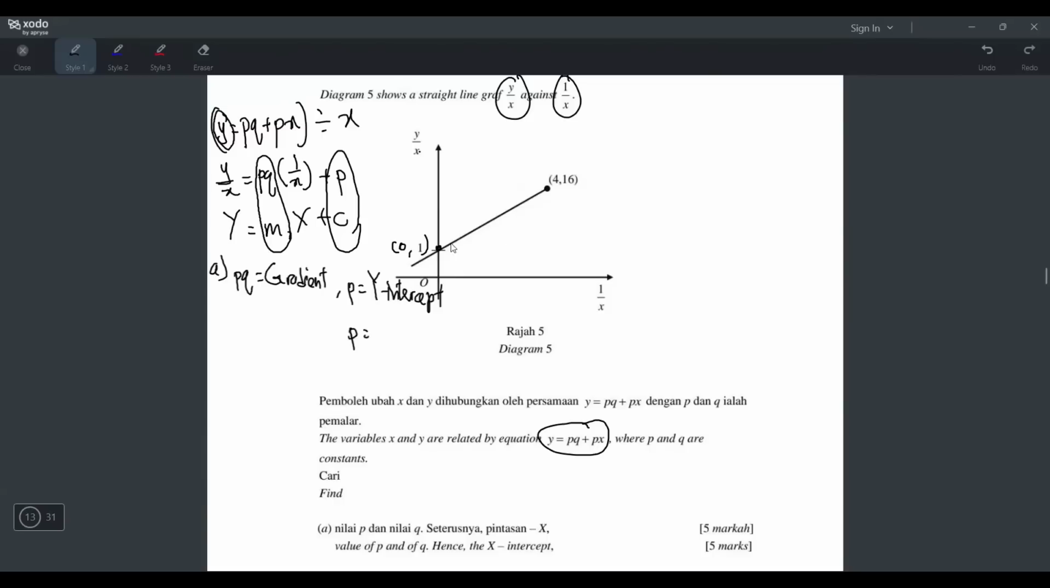Okay, the y-intercept is already given in the graph, right? So your y-intercept from your equation is P, but the y-intercept from the graph is given as 1, so P equals 1. And then for the gradient here, the P is 1, so I just print 1 like this. Q equals the gradient, right?